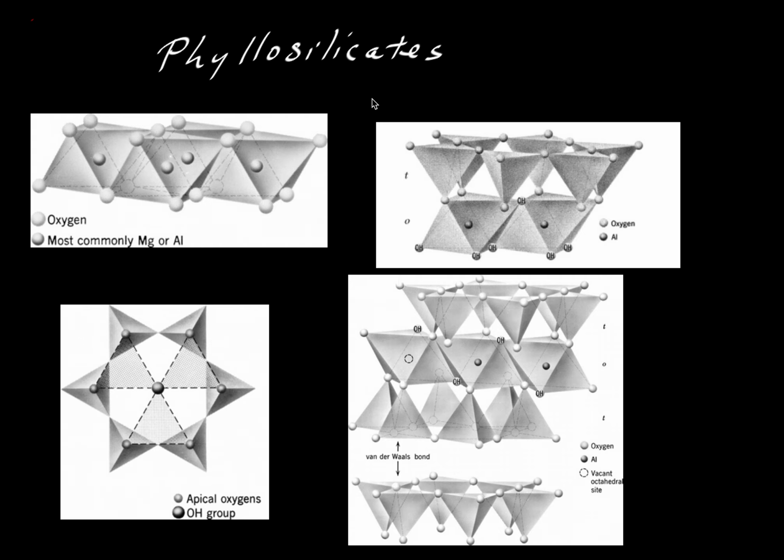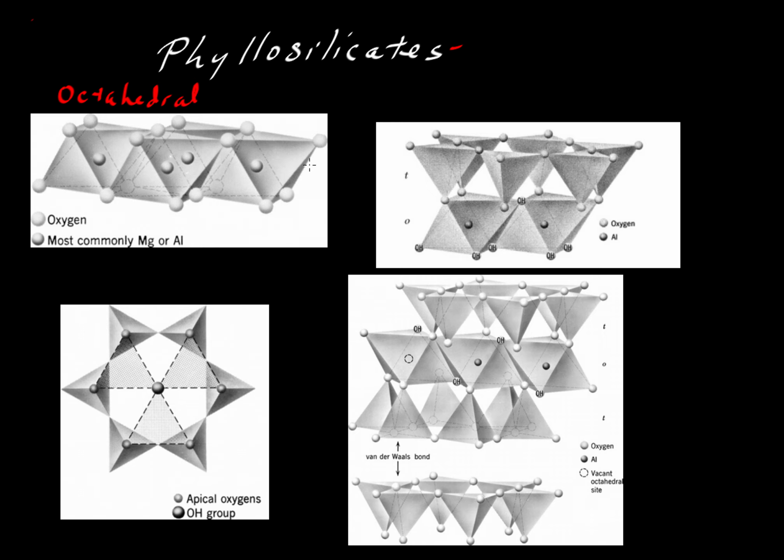So here we're going to just take a brief look at the structures that comprise the phyllosilicates. These are the silicates that are made of sheets or layers. The first thing we're going to look at is this so-called octahedral sheet. It's a very important building block for the phyllosilicates.